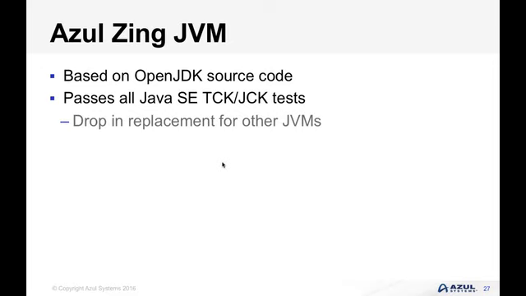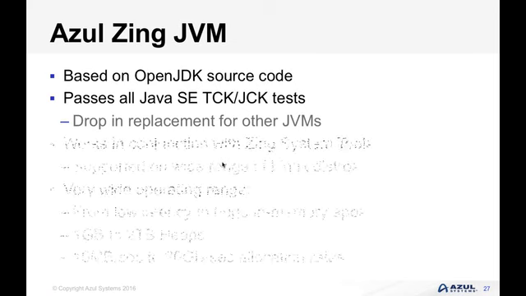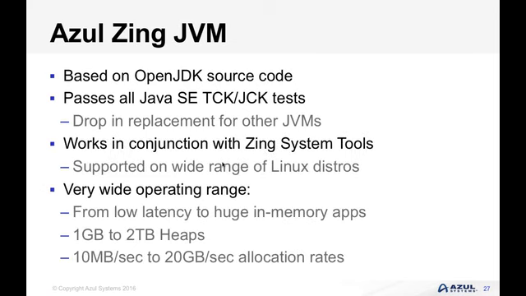But we make sure that what we do passes all of the TCK, JCK tests. From the point of view of your application, it is simply a drop-in replacement. You don't have to change anything in terms of your code to run with the Xing JVM. It's exactly the same as any other compliant JVM. What we do then is we also work in conjunction with what we call the Xing system tools. It only works on Linux, and we support a very wide range of Linux distributions and revisions of different parts of Linux. But we need Xing system tools to make everything work.